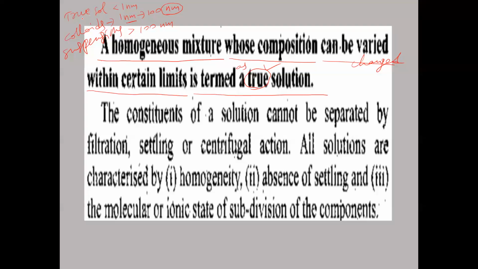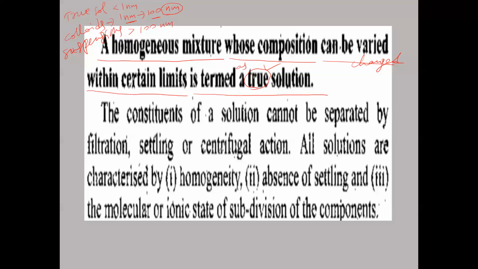The mixture is called what? True solution. If the particle size is between 1 nanometer and 100 nanometers, the mixture is called colloid, or colloidal solution also we say. Colloidal solution, otherwise simply colloid. And suspensions are what? Suspensions meaning the mixtures in which the particle size will be more than 100 nanometers. Particle size will be greater than 100 nanometers in suspensions.